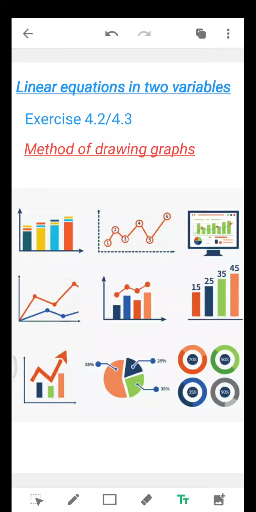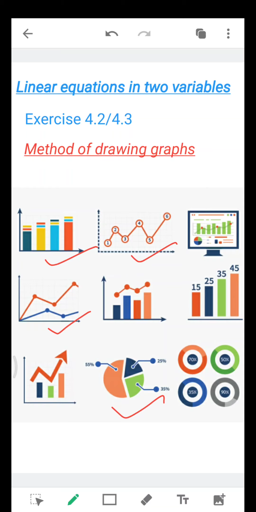In today's session we are going to see the method of drawing graphs. You have learned different types of graphs in your lower classes. You have learned graphs in 9th class too. You have learned pie charts, frequency polygons, okay, and you have learned bar graphs, double bar graphs, different things.